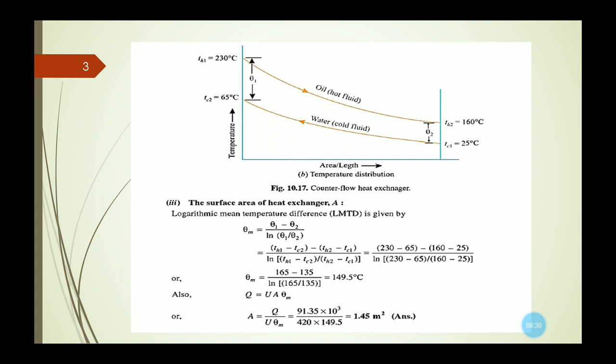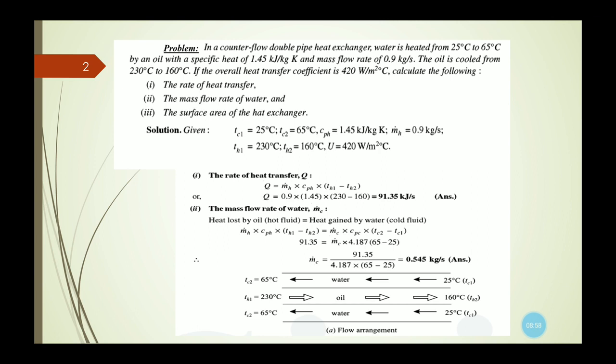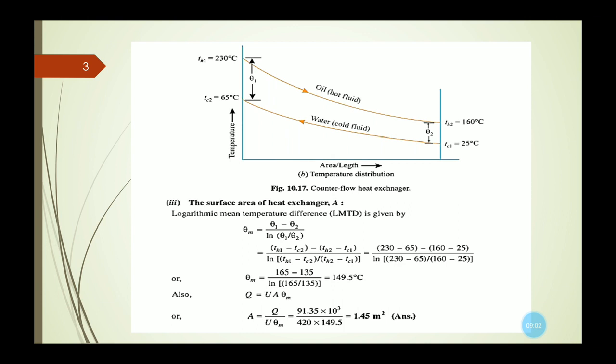Now what we had to calculate here is the surface area of this counterflow heat exchanger. So how to calculate the surface area? In that case, we need to use the heat transfer formula using the overall heat transfer coefficient. That means Q equals U A theta m. The value of U was given in this question. You can see here the value of U, that is the overall heat transfer coefficient, is given as 420 watt per meter square degree centigrade.